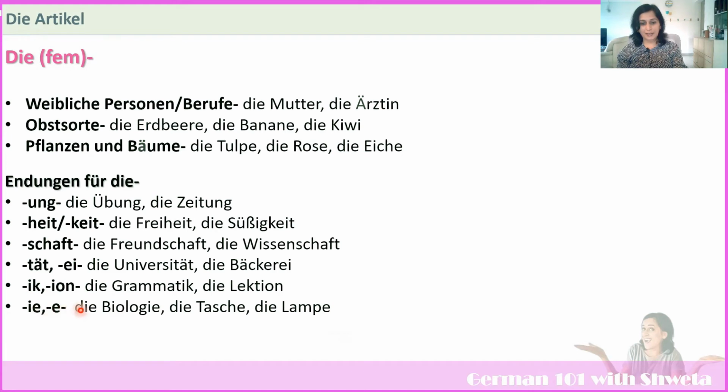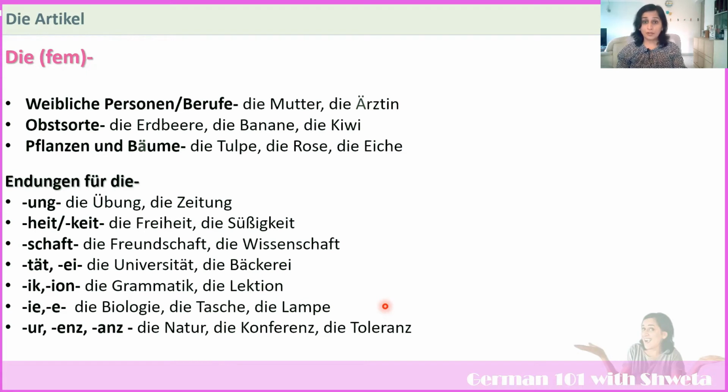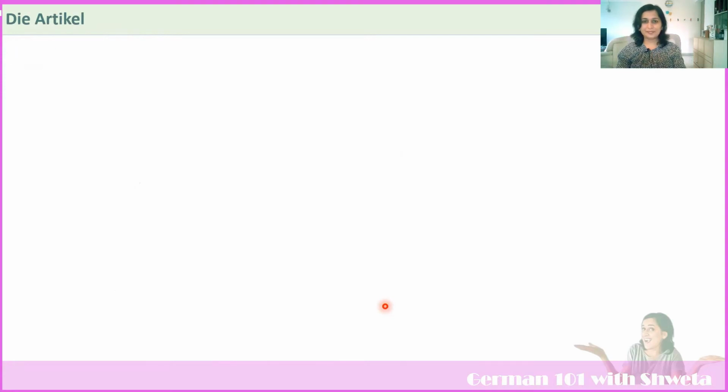Ie oder e, zum Beispiel die Biologie. Die Tasche, Tasche means bag. Die Lampe, Lampe is lamp. Whenever a noun ends with e, that is E of English, we pronounce it like a. We do not say die Tasche or die Lampe. It is die Tasche, die Lampe. Ur, anz, zum Beispiel die Natur, nature. Die Konferenz, conference. Die Toleranz, tolerance.